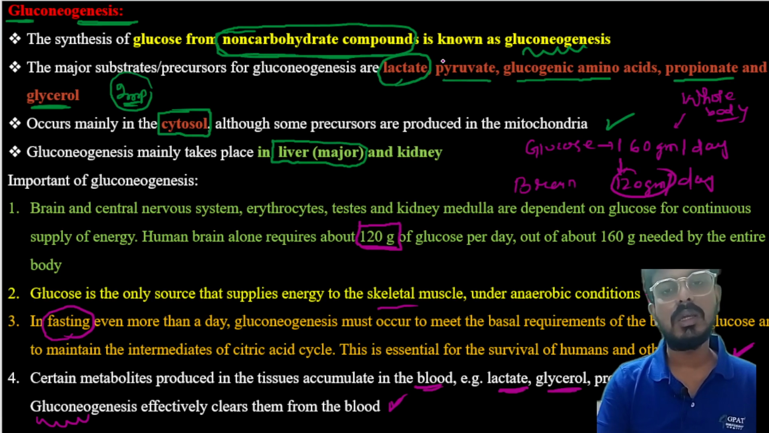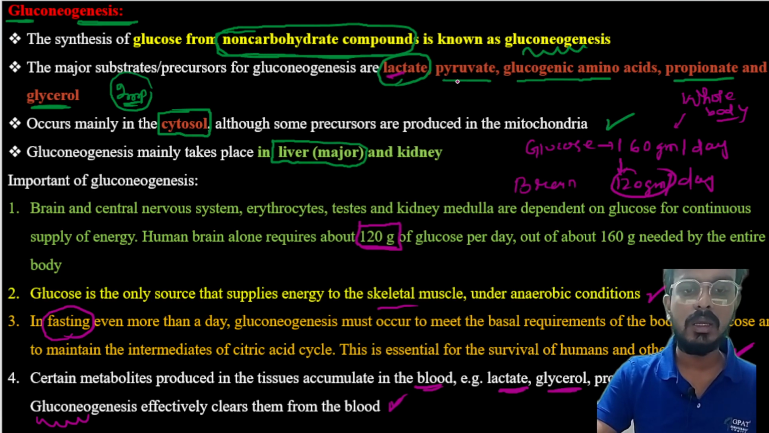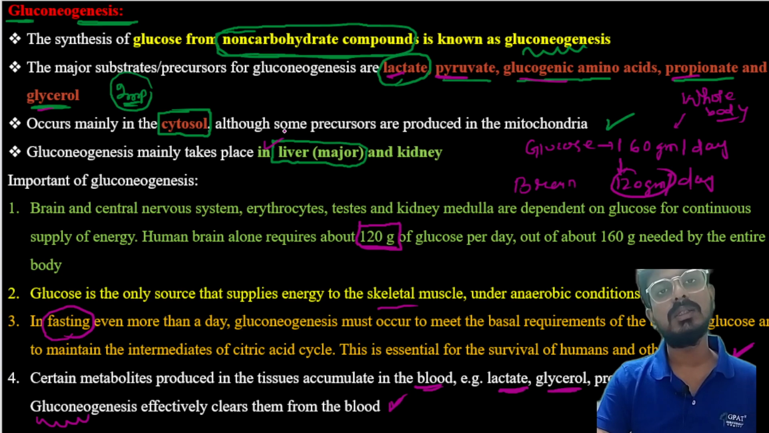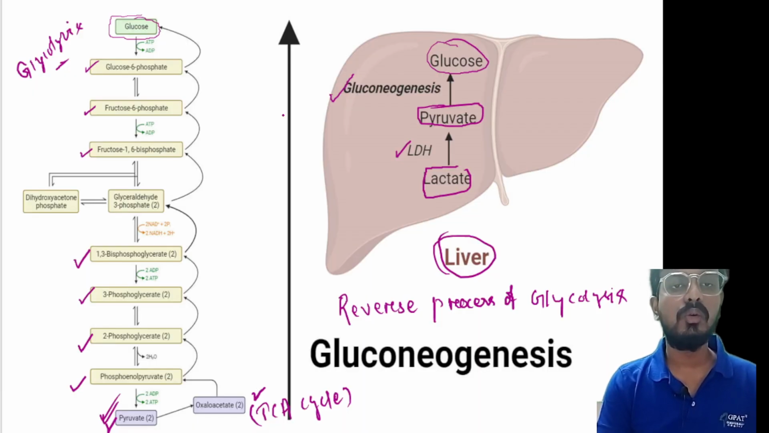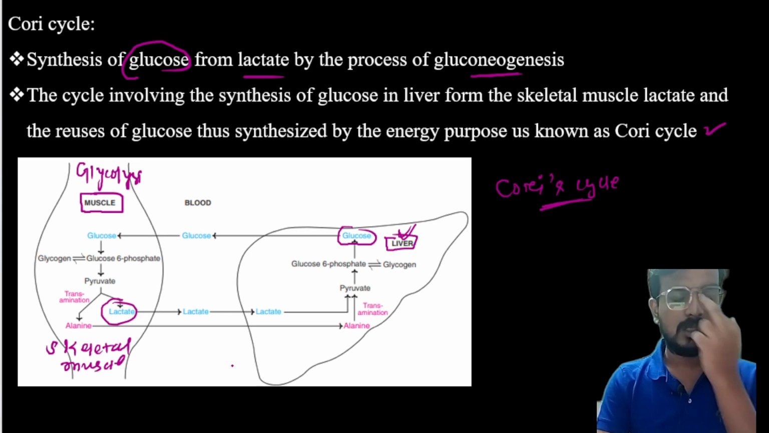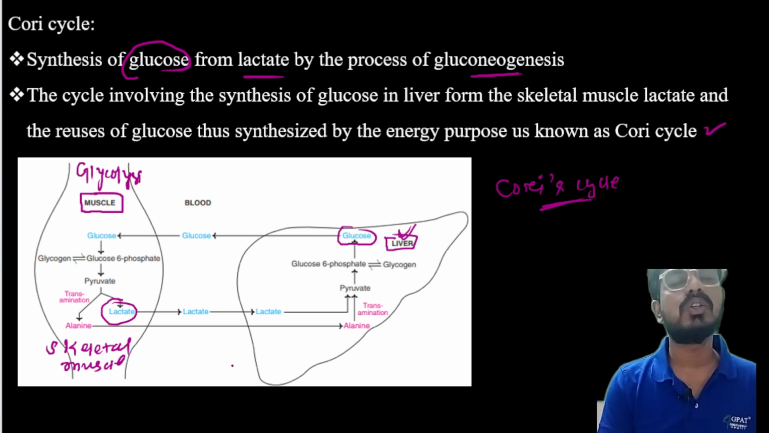Next, we learned about gluconeogenesis, how non-carbohydrate substrates like lactate, pyruvate, glucogenic amino acids, propionate, and glycerol are involved in the synthesis of glucose. This is majorly synthesized in the liver, and its major importance is in starvation or fasting conditions. Another point is that the metabolites that are generated, like lactate, glycerol, propionate, are also eliminated from the body by means of gluconeogenesis. I also explained that gluconeogenesis is just the opposite of glycolysis, but there is an intermediate form, that is oxaloacetate. Next we learned about the Cori cycle. The Cori cycle is the synthesis of glucose from lactate in the liver, and this lactate is basically obtained from the metabolism of glucose in skeletal muscle by glycolysis in anaerobic conditions.